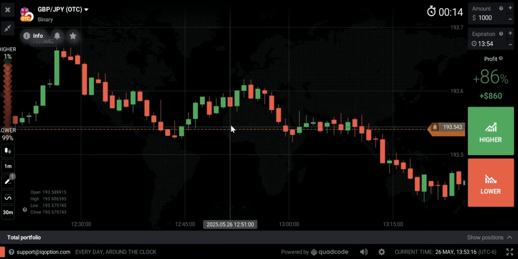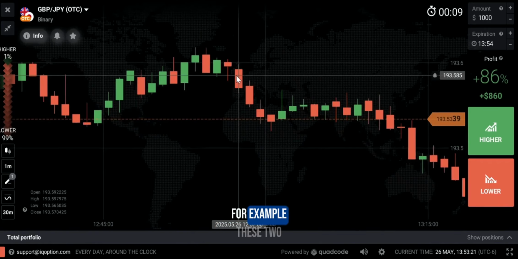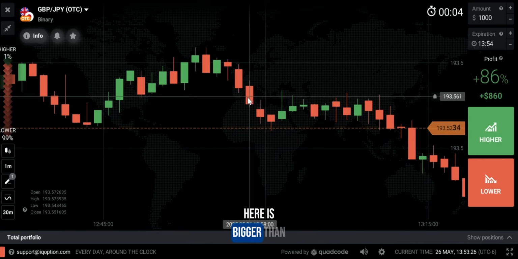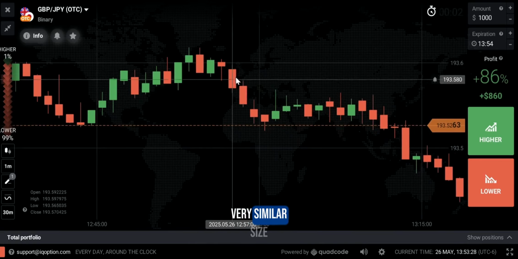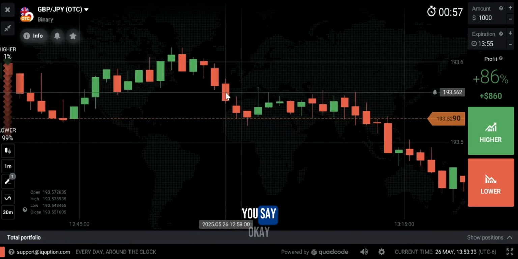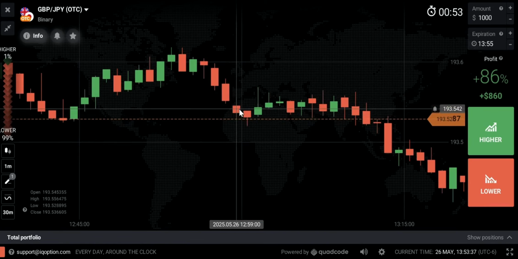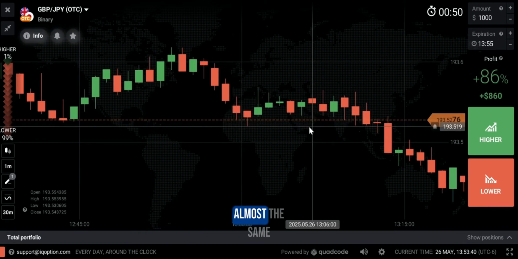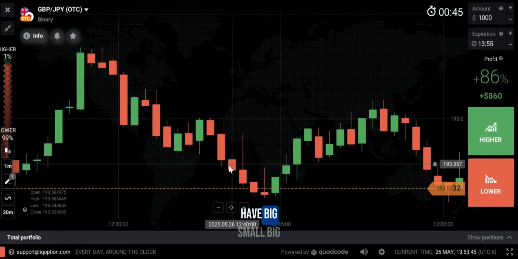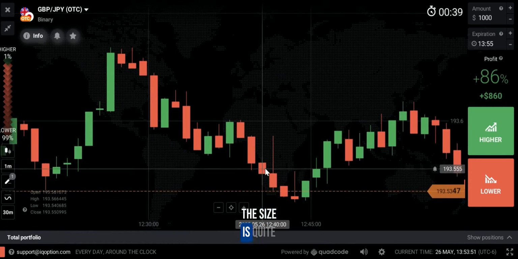Recommendations for this pattern. Don't use similar candles within the pattern. For example, these 2 candles are very similar. Even though this one here is bigger than this one, they still have a very similar size. Or even these ones. Let's say you see the pattern here and you say, okay, this one is big, this one is small, and this one is a bit bigger, but you can see that this one and this one are almost the same. So you shouldn't take any trades there. Look, here we also have big, small, big again, but this one here looks a lot like this one. The size is quite similar.